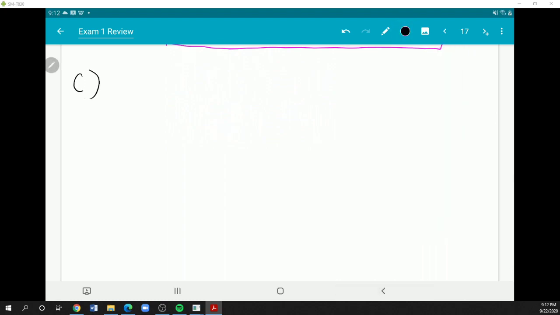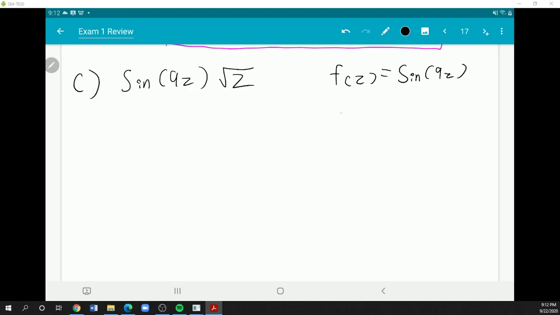C, the possibly most missed type of question. So I have sine of 9z times the square root of z. So the first thing I need to note is I'm multiplying 2 functions together. So I'm going to call f of z sine of 9z, g of z, just so these don't look like 2's, is the square root of z.